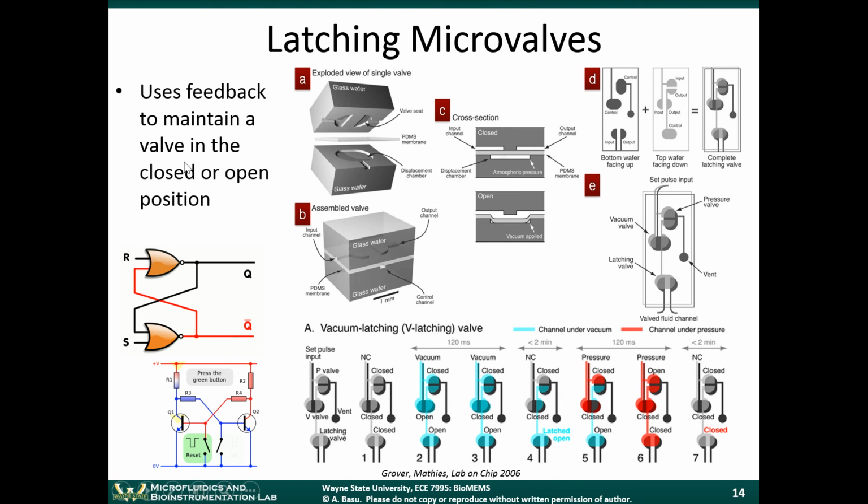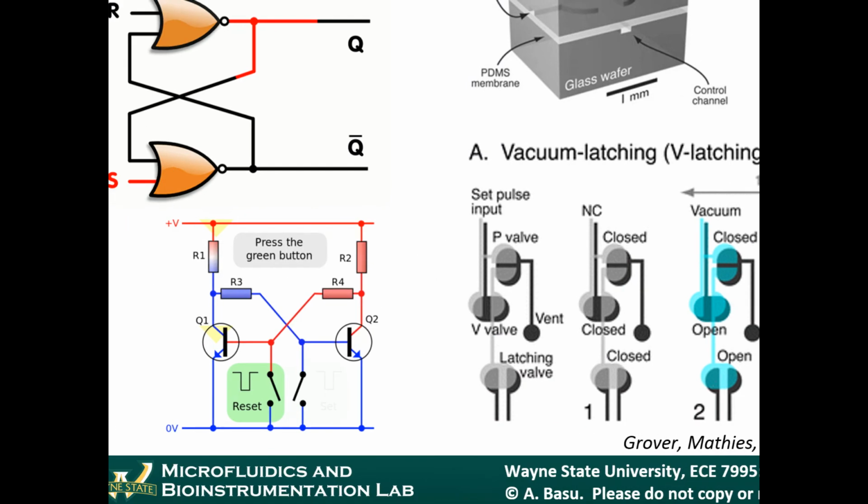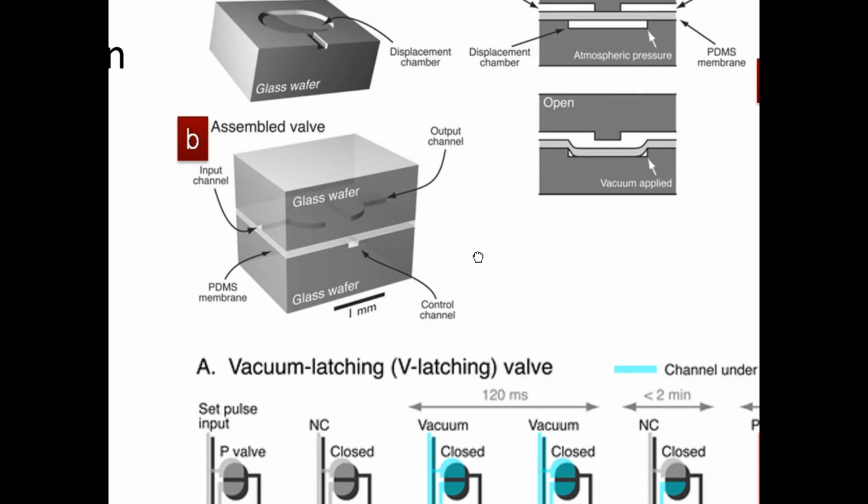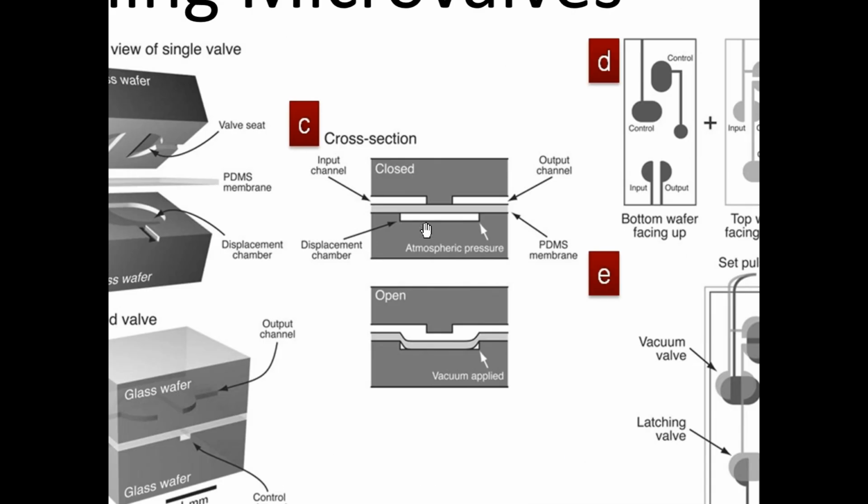So in terms of pneumatics, latching microvalves use feedback to maintain the valve in the closed or the open position. It uses a pneumatic circuit very similar to this electrical circuit here, where we have two cross-coupled transistors, and the output of one transistor feeds back to the input of the other transistor. Now, the pneumatic equivalent of a transistor is something like this, the doormat valve.